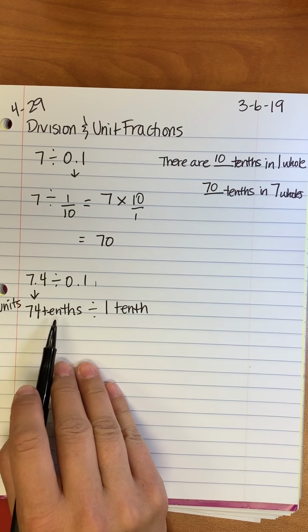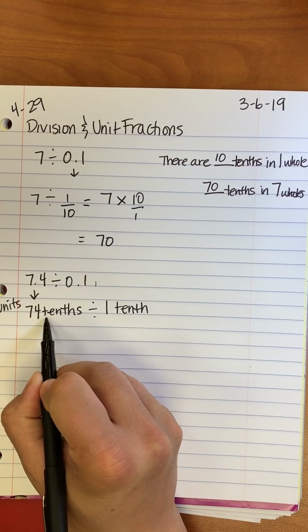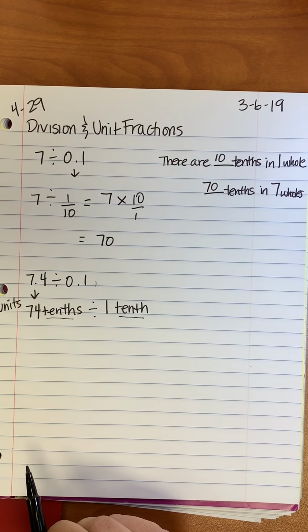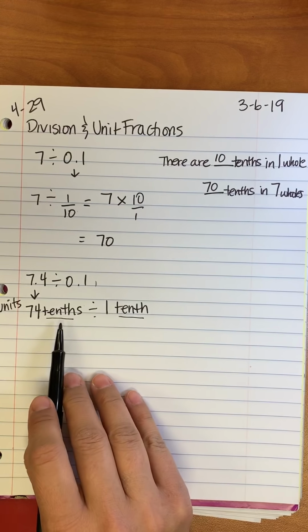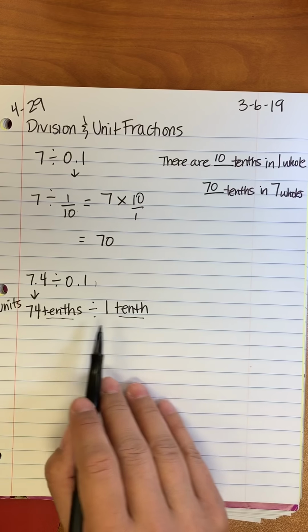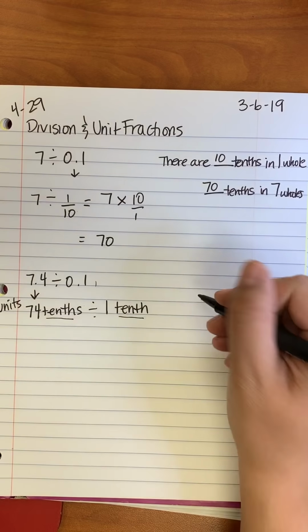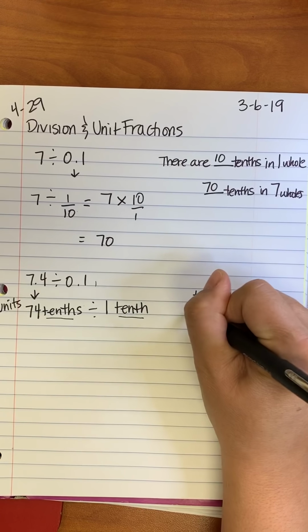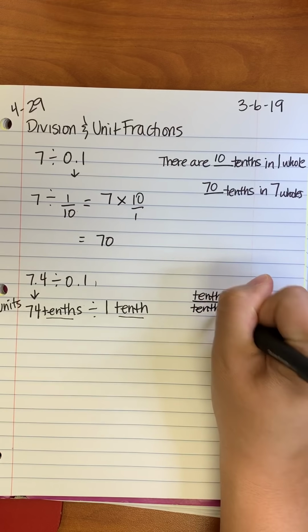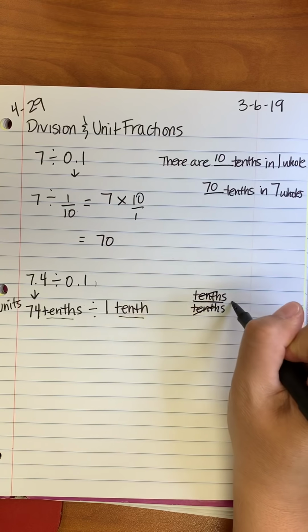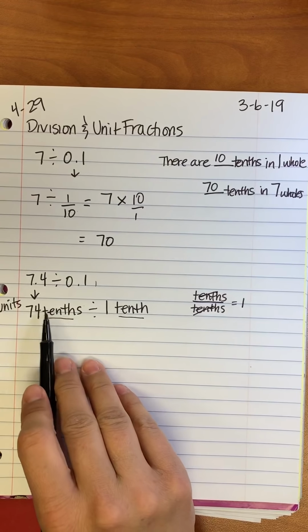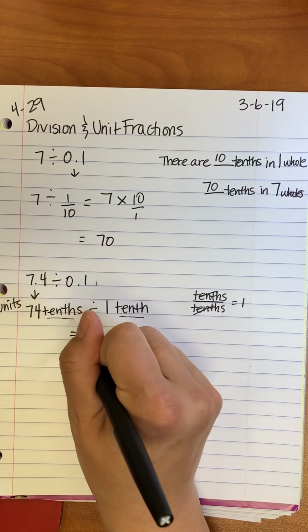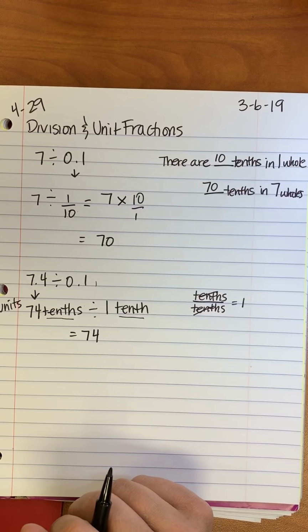And then you are basically doing tenths divided by tenths. So like we did before with multiplication, it was tenths times tenths. If you look at it this way, tenths divided by tenths, what are you going to get? You're going to get 1. So these kind of cancel each other out. So 74 tenths divided by 1/10 equals 74.